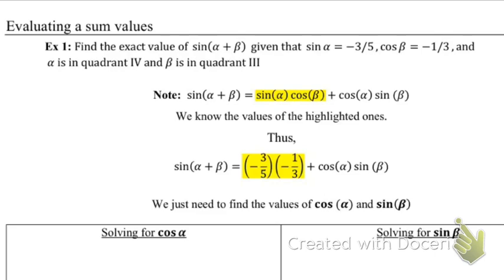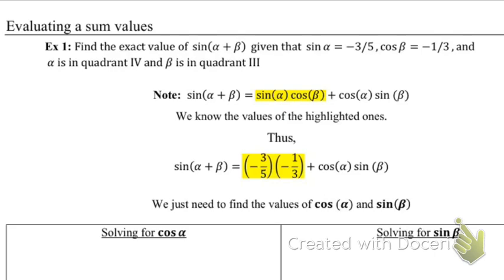It says find the exact value of sine alpha plus beta. It wouldn't be hard if they actually gave us the angles. If they were like, this is 35 and this is 60 degrees, that would be fine. But instead they give us that sine alpha equals negative 3 over 5. They give us cosine beta equals negative 1/3. And they say alpha's in quadrant 4 and beta's in quadrant 3. That is all the information they give you.